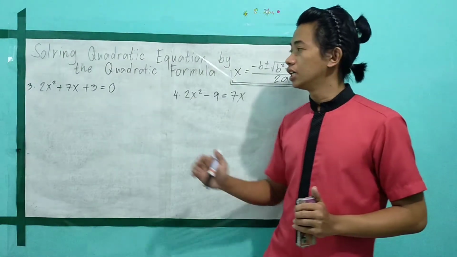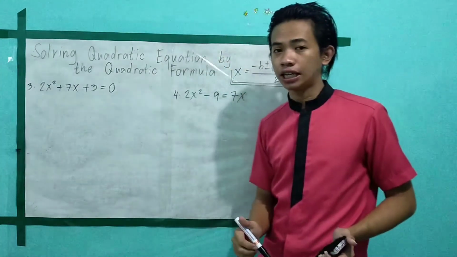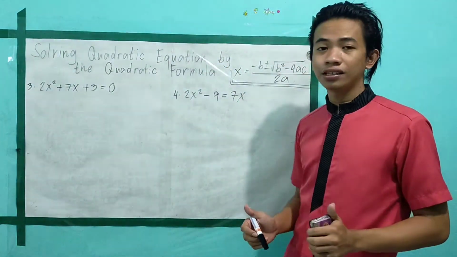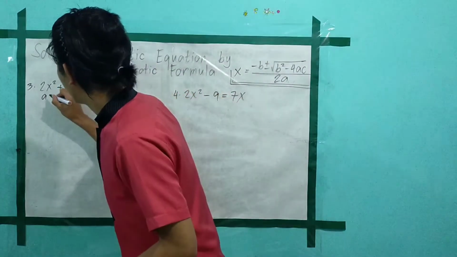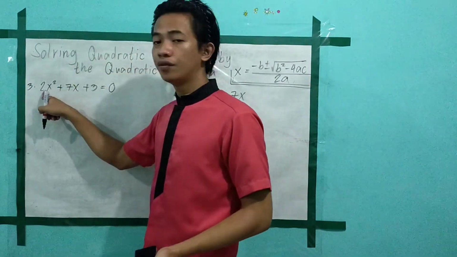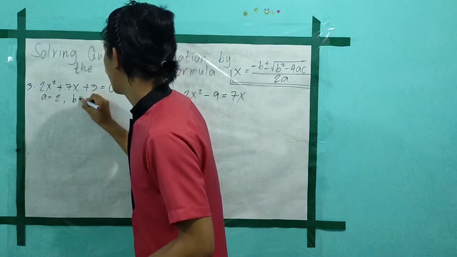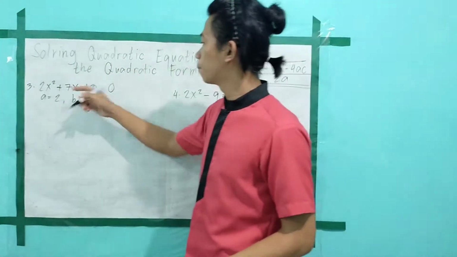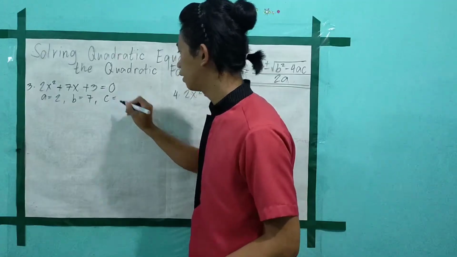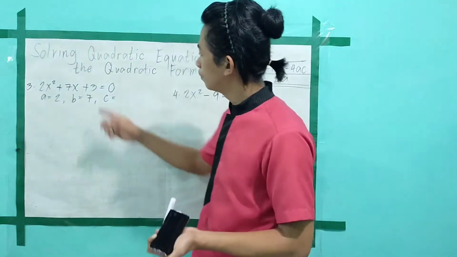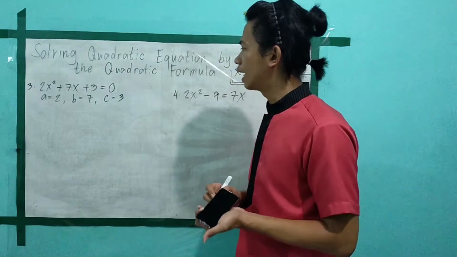Problem number 3. In problem number 3, we have 2x squared plus 7x plus 3. So, una natin gawin, determine the values of a, b, and c. Okay, the value of a, we have 2. Next, anong value ng ating b? We have positive 7. Next, value ng ating c. So, we have 3, the constant. Positive 3.